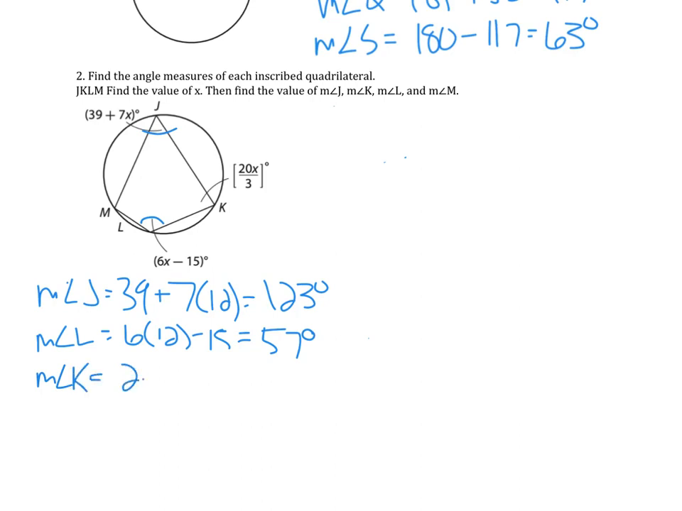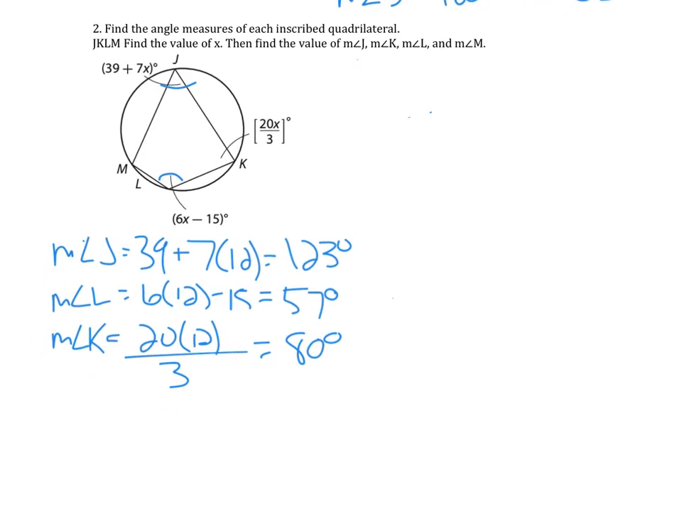And then we have the measure of angle K. And that is 20 times 12, all divided by 3. 20 times 12 is 240, divided by 3 is 80 degrees. And then our last one is measure of angle M. And we know that K and M are supplementary, so they have to add to 180. So if I subtract that 80, that gives me measure of angle M is 100 degrees.